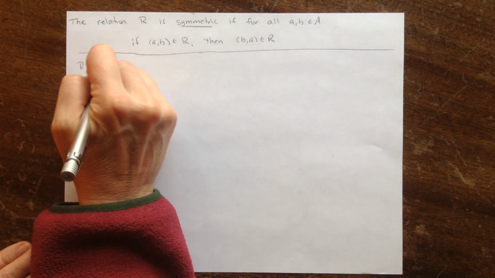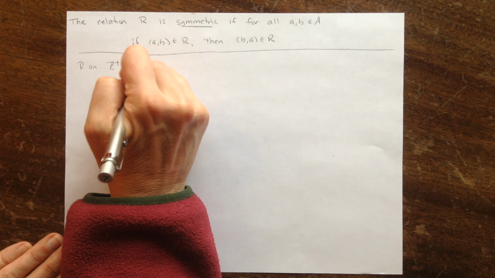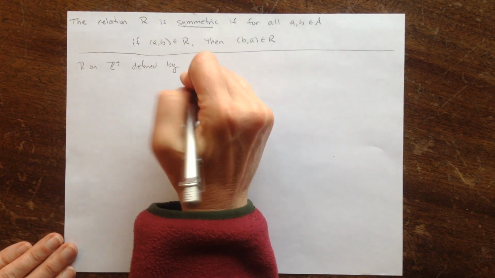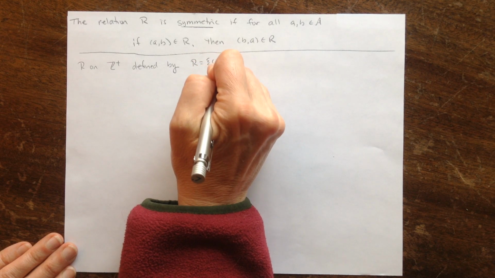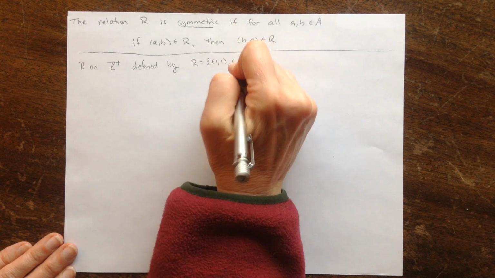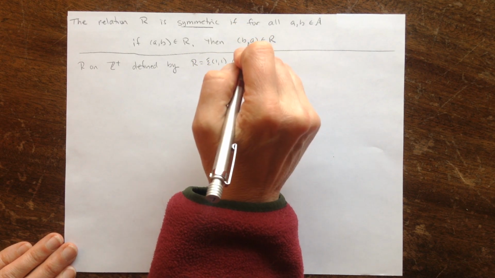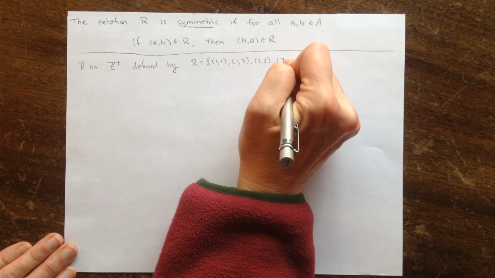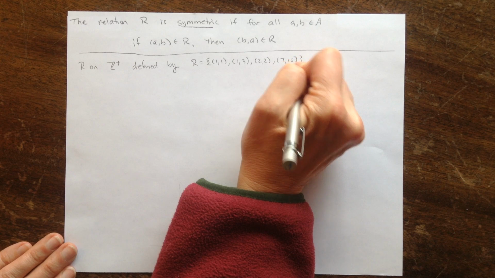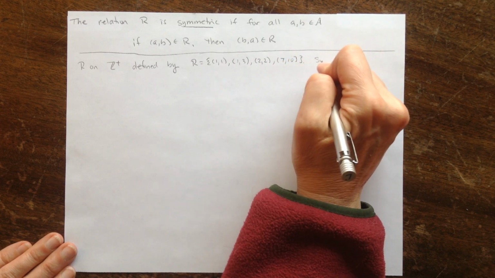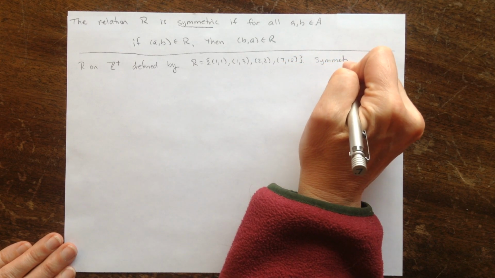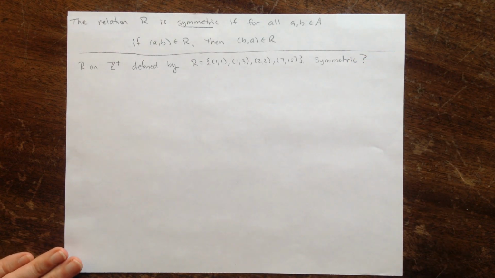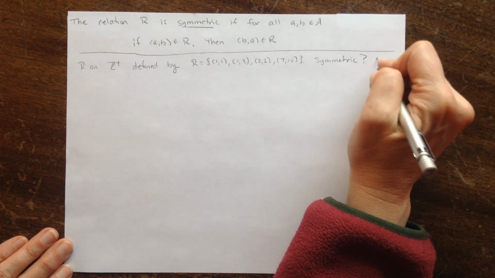So R on the positive integers defined by R equals {(1, 1), (1, 3), (2, 2), and (7, 10)}. We want to know if this is symmetric. And the answer here, of course, is absolutely not.